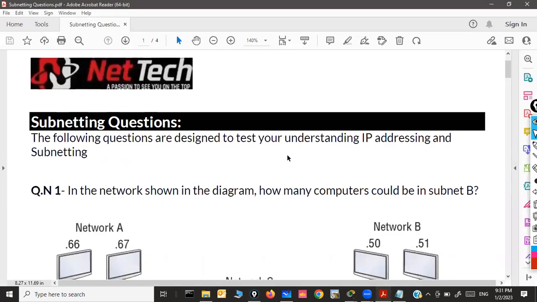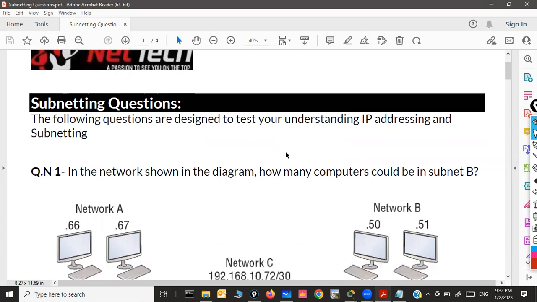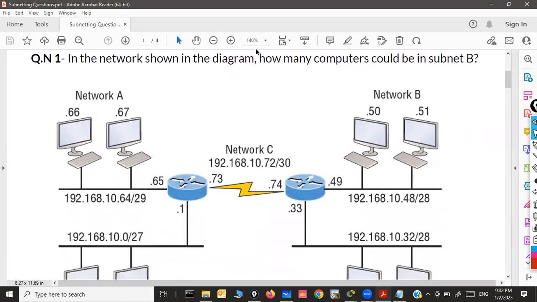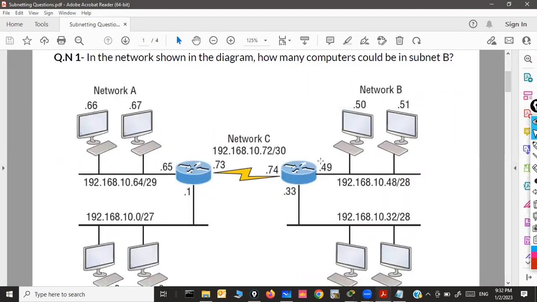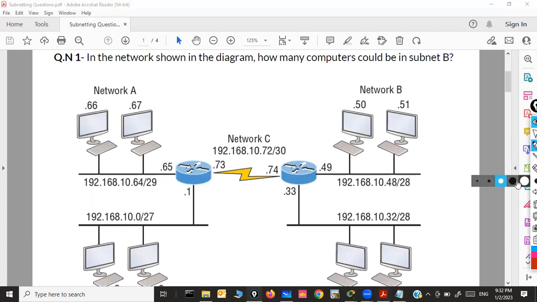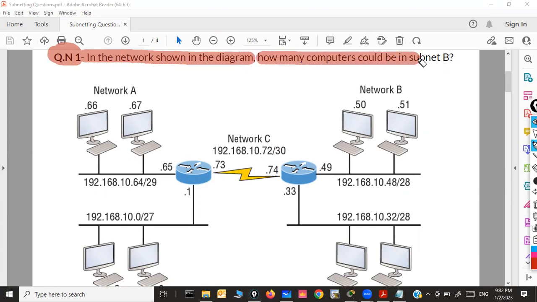And let me bring you to another very important discussion, based on subnetting. So I'm again back to subnetting. Here there are some questions designed to test your understanding of IP addressing and subnetting. Now let me minimize the size a bit so you can see properly. I'm reading the first question, and be ready to give me the answer. Question number one: in the network shown in the diagram, how many computers could be in subnet B?